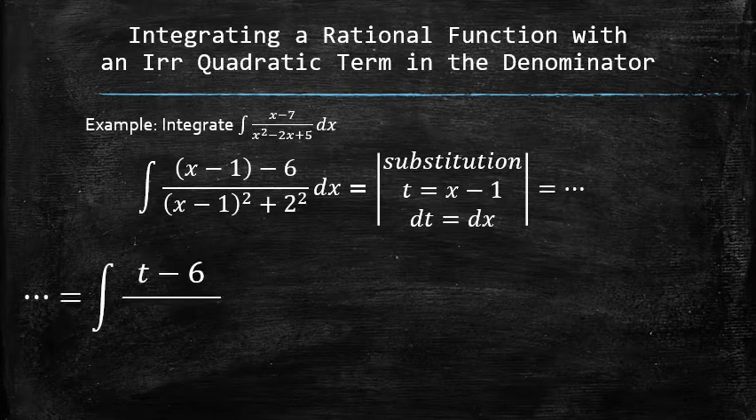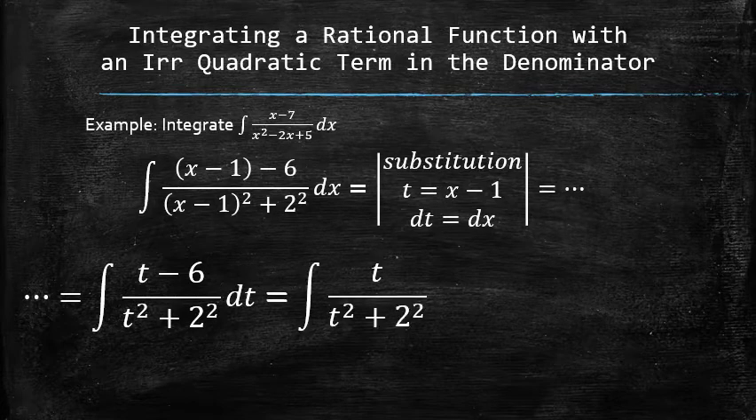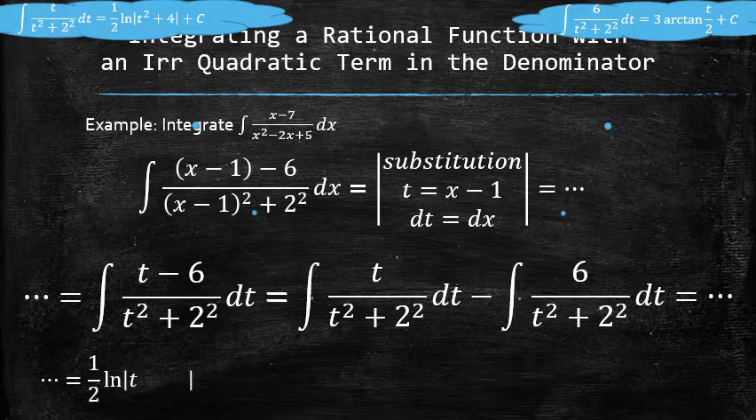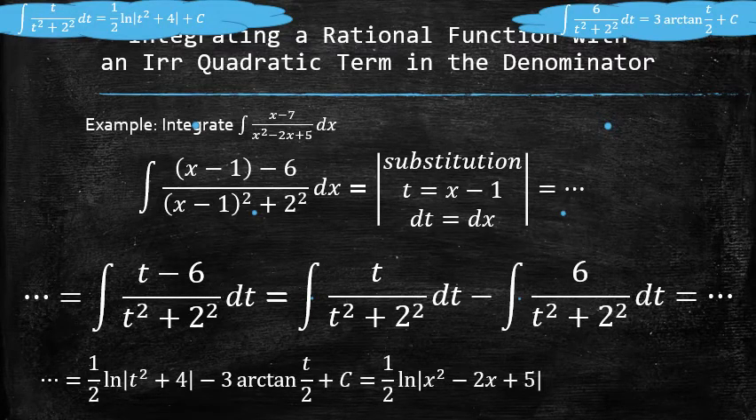As a result, we now have an indefinite integral in terms of t of a rational function that we already know how to integrate. We use the linearity property of the integrals and split it into two simpler integrals, each of which we already previously discussed. We continue with the integration process by finding the antiderivatives and replacing t with x minus 1.